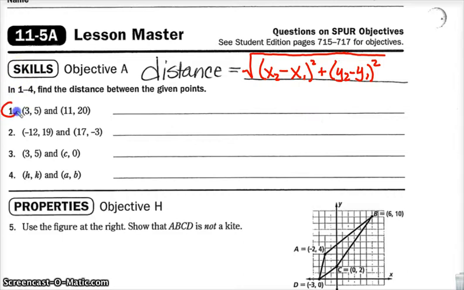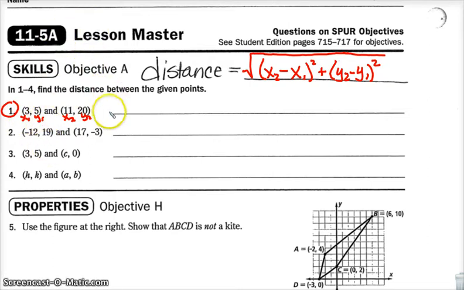For question number 1, we are given 2 points. Let's first start by labeling my points. 3 is x1, 11 is x2, my 5 is y1, and 20 is y2. I've labeled these as such because I consider this to be my first point, this to be my second point. The first coordinate is the x, the second coordinate is the y.